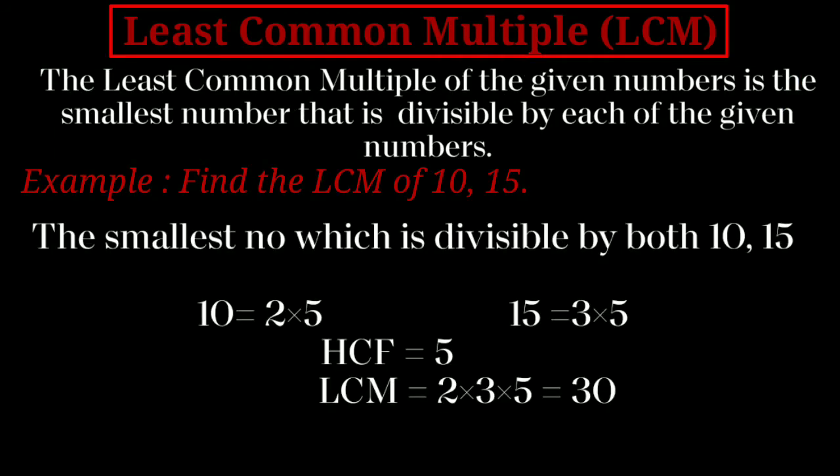So the first point is LCM, which is least common multiple. So here is the definition. The least common multiple of the given numbers is the smallest number that is divisible by each of the given numbers. देखो इसे हम लोग एग्जाम्पल से समझेंगे.